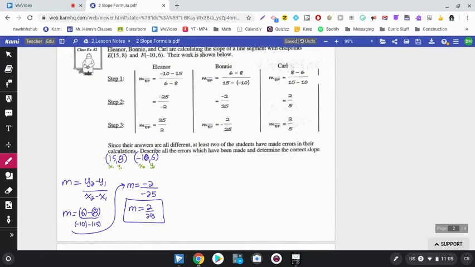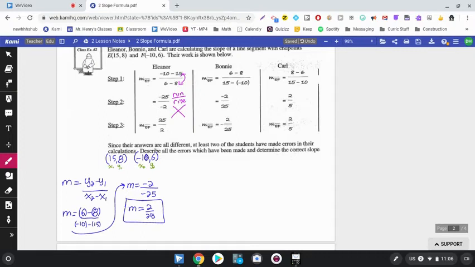Okay, Eleanor, -10 minus 15 over 6 minus 8. And you'd say, okay, well, they have the right numbers. They have the same things as me. But what they have is run over rise, which is no good. We need rise over run. So that was Eleanor's mistake.